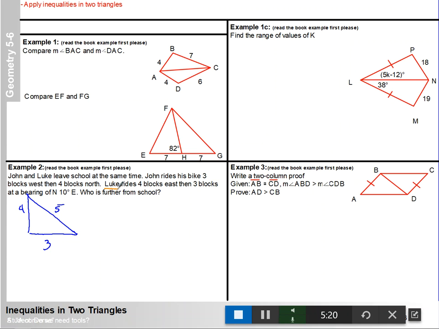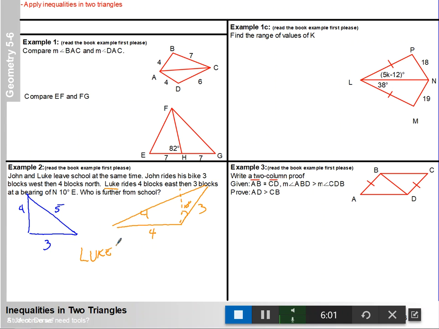And then his buddy goes 4 blocks east, and then 3 blocks at a bearing of north 10 degrees east. So that means it's north with 10 degrees. And so I know that this angle is larger than this angle, yet these two sides are equivalent. Therefore, I can say that Luke has gone a farther distance from school.